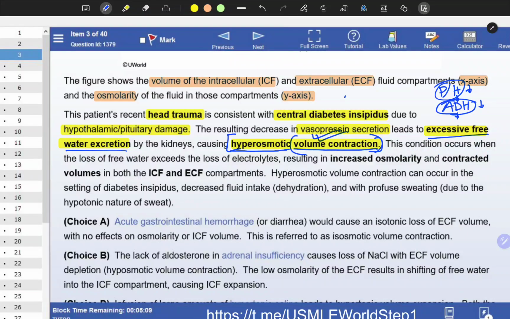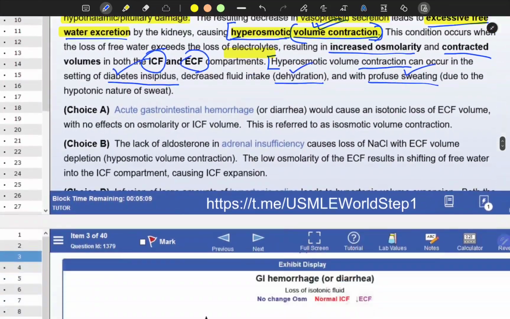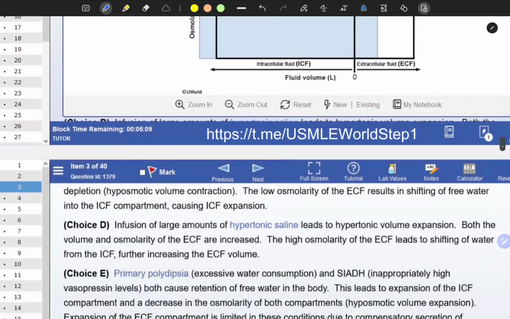This condition occurs when the loss of free water exceeds the loss of electrolytes, resulting in increased osmolarity, with contracted volume in both the ICF and ECF compartments. Hyperosmotic volume contraction can occur in the setting of diabetes insipidus, decreased fluid intake, dehydration, and profuse sweating due to the hypotonic nature of sweat. So these are the basic physiologic conditions.